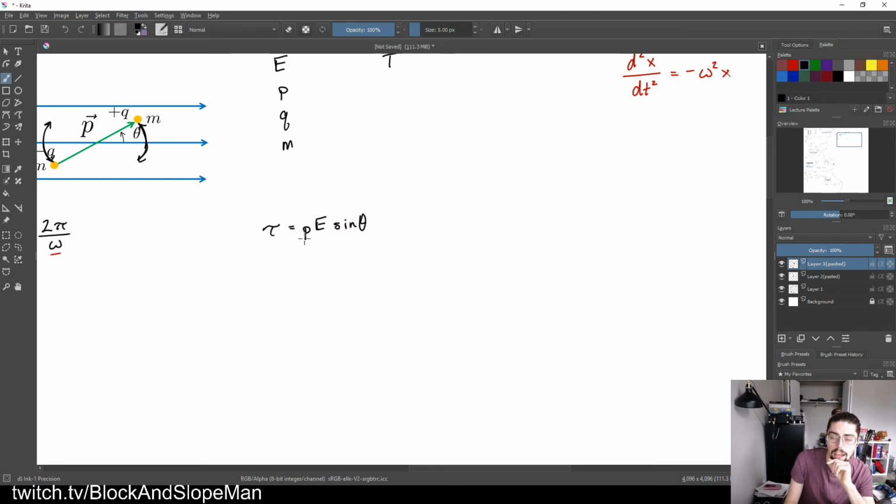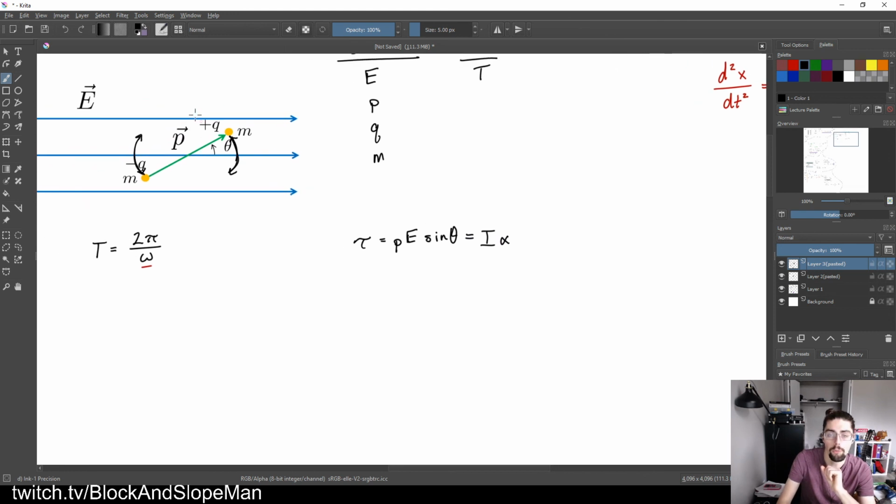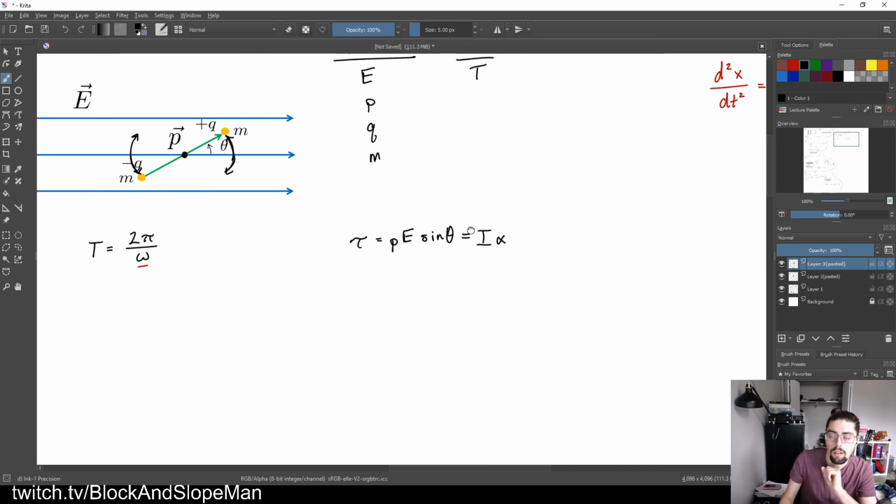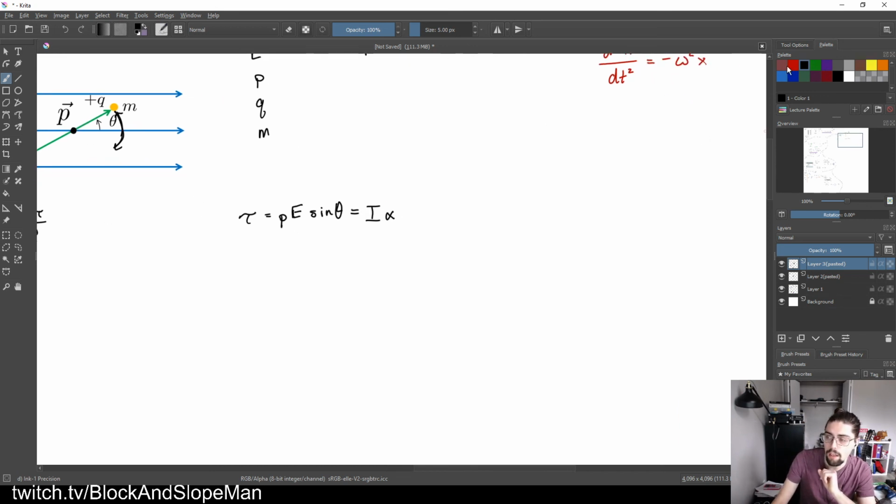Okay, well, I have P, I have E, I have sine of theta. What else is the torque going to do? The torque is going to tell me about how fast I'm about to start spinning around, or in other words, my angular acceleration: I alpha, where I is the moment of inertia of my dipole. Again, because there's no net force, this thing is just going to be spinning around, my pivot is right here in the middle. So I'm going to draw this off to the side, but I'm not going to plug it in immediately.